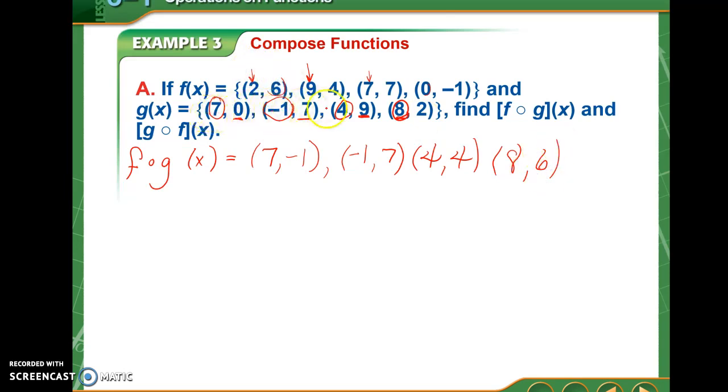So the domain of my f composed of g is all the domain of my g, and my range is the range of the f, or the y's of the f. So g composed of f is just opposite. It's going to go in the f function first and then into the g function. So I put in a 2, I get a 6 out, but there's nowhere I can put a 6 into the g function, so this is undefined.